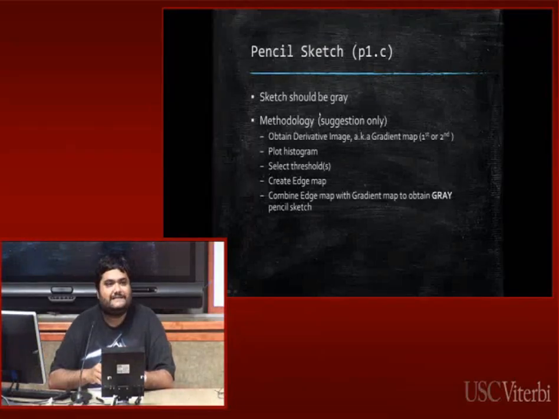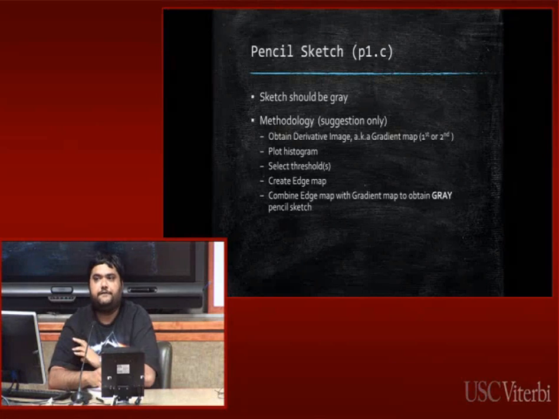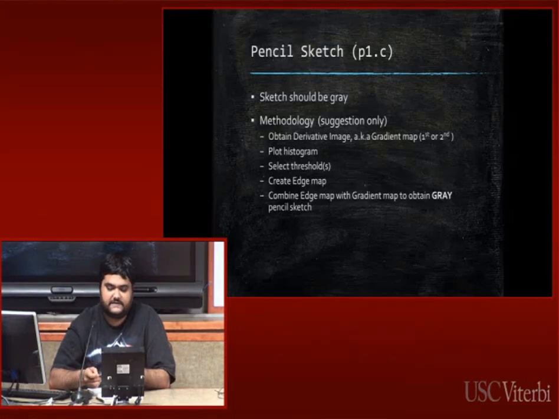For problem 1C, the pencil sketch should be gray. It should not be black and white. I think there was this confusion earlier. So how do you get gray images? I'll just quickly discuss the basic approach.